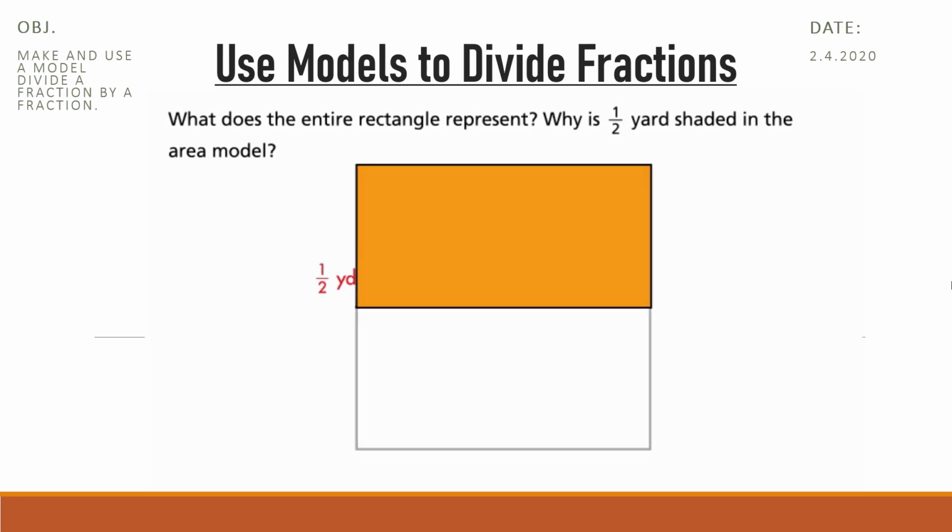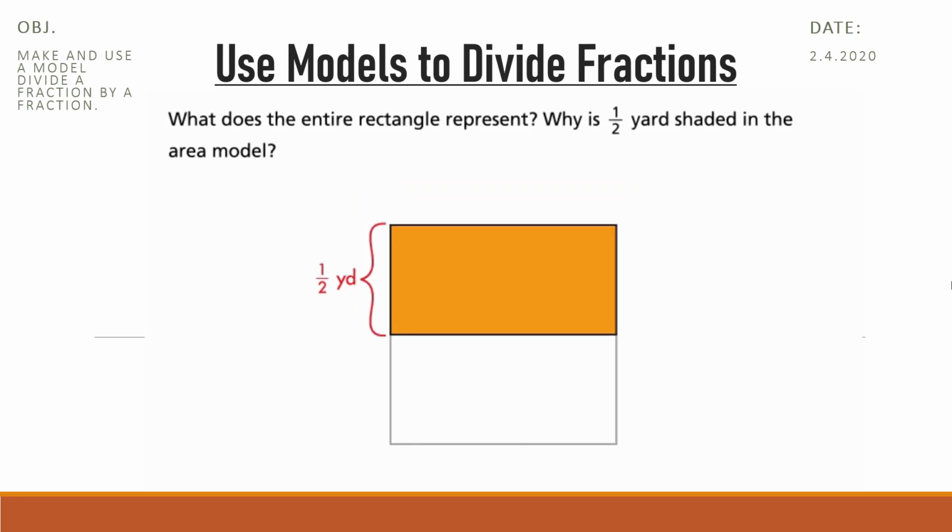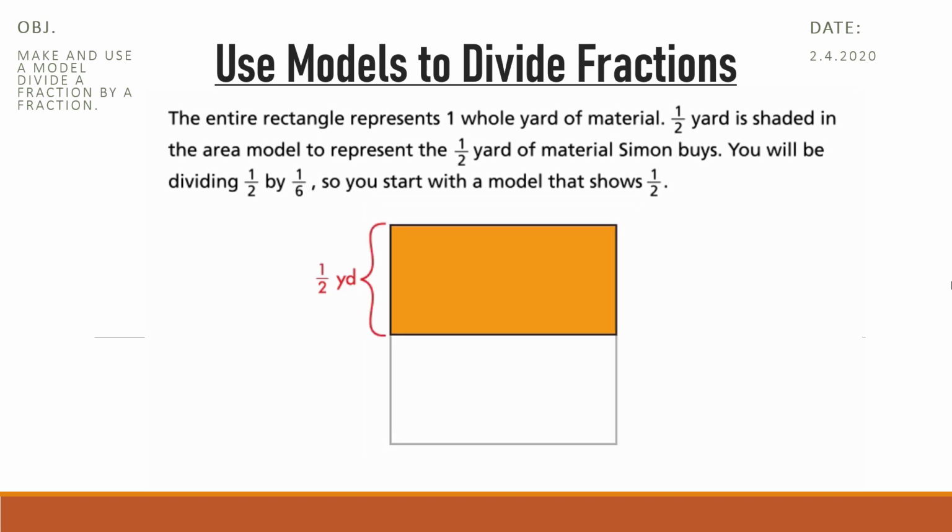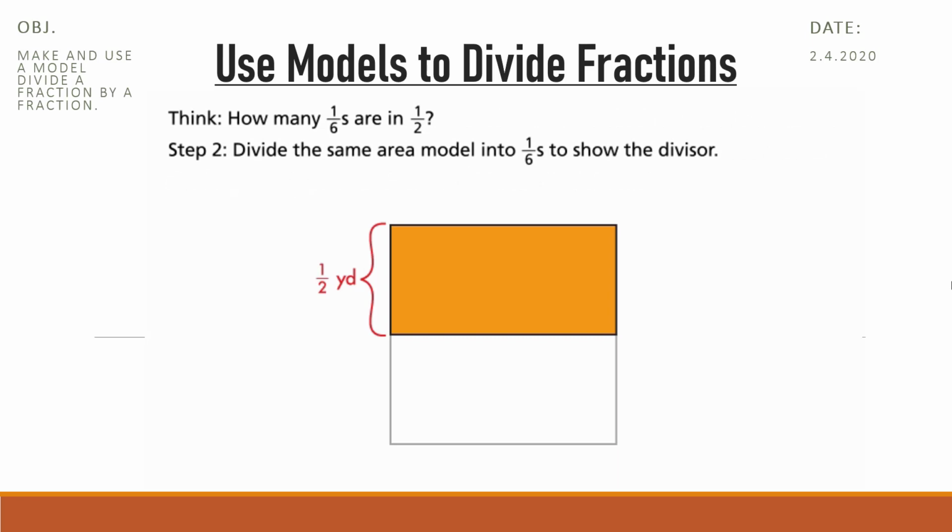What does the entire rectangle represent? Why is 1/2 yard shaded in the area model? The entire rectangle represents one whole yard of material. 1/2 yard is shaded in the area model to represent the 1/2 yard of material Simon buys. You will be dividing 1/2 by 1/6, so you start with a model that shows 1/2. Think, how many 1/6 are in 1/2?